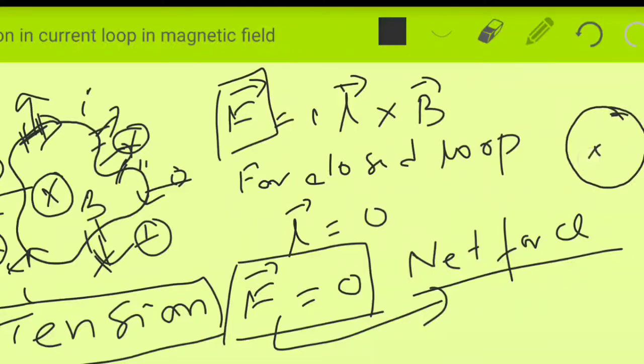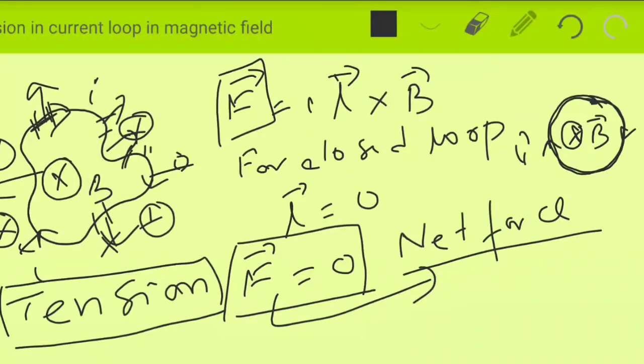In this transverse magnetic field, with the magnetic field directed inward and this being the current, it has acquired a circular shape. Now since it has acquired a circular shape, we have a general procedure to calculate the tension in a loop which is in a circular shape. That general procedure we are going to apply in this condition. Now let us see that part.